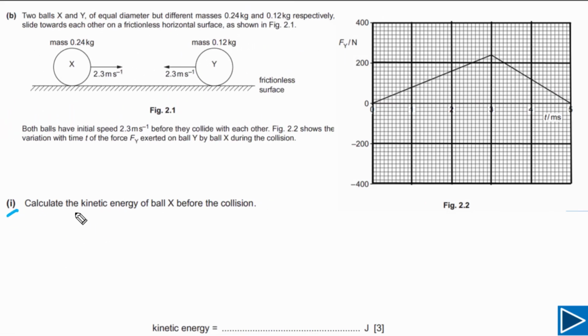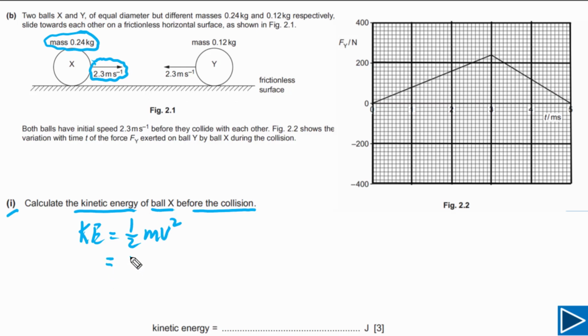For part B1, we need to calculate kinetic energy of ball X before the collision. And for ball X, the speed of ball X is given and the mass of ball X is also given. Now simply we need to calculate kinetic energy. So simply we can say kinetic energy is equal to 1/2 mv squared. We have the value of mass, we have the value of the speed in this case, and simply we can plug in these values and we can calculate kinetic energy of ball X. Mass of ball X is 0.24 kg and the speed of ball X is given, that is 2.3 meters per second, and it is squared.